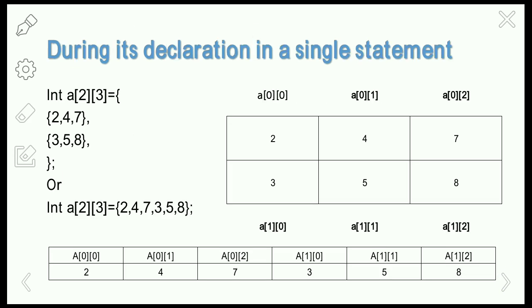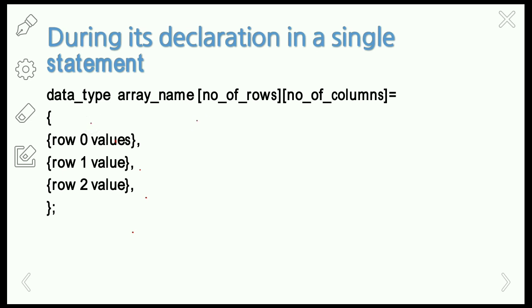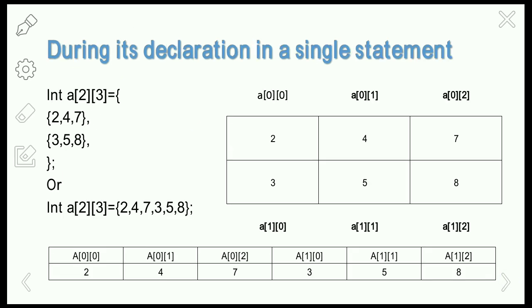During its declaration in a single statement, the example is given as follows: int a[2][3]. Here int is the data type, the array name is a, and the number of rows and columns are 2 and 3, that is 2 by 3. So the given memory location will be in the format of 2 by 3, and here the values are arranged in the given matrix. It can be declared like this, or int a[2][3] and then the values are given.